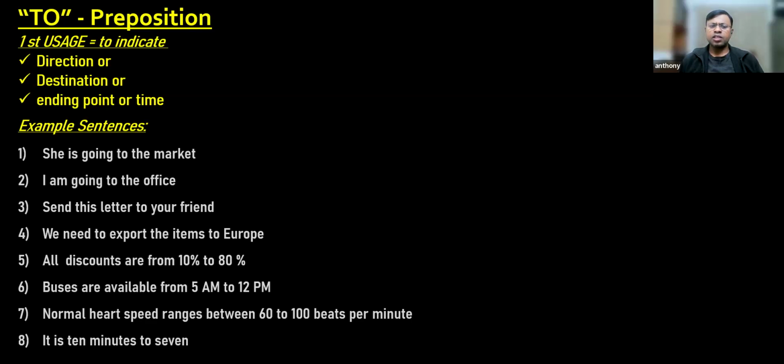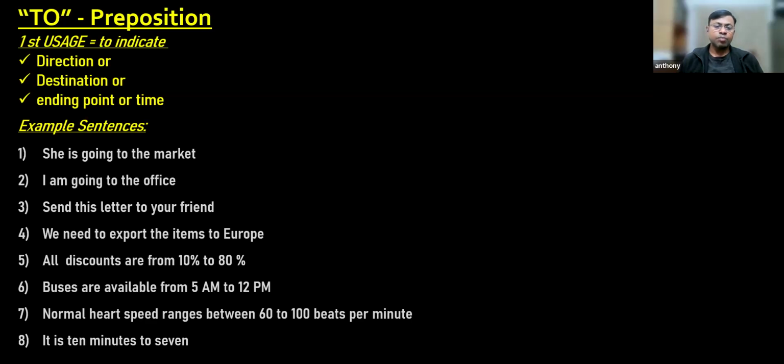Again, it's almost the same thing as one and two. To office, to market, to India, to France, to Italy. So all these are destinations again. Market, office, these are local destinations. Europe, France, these are international destinations. And the third one is the friend. A person is a destination there. Third one: Send this letter to your friend. Person is the destination.